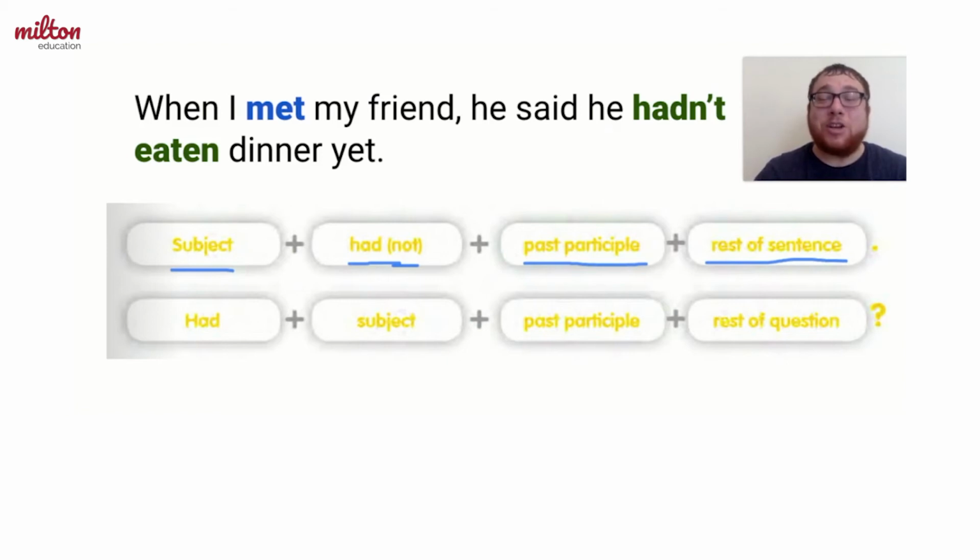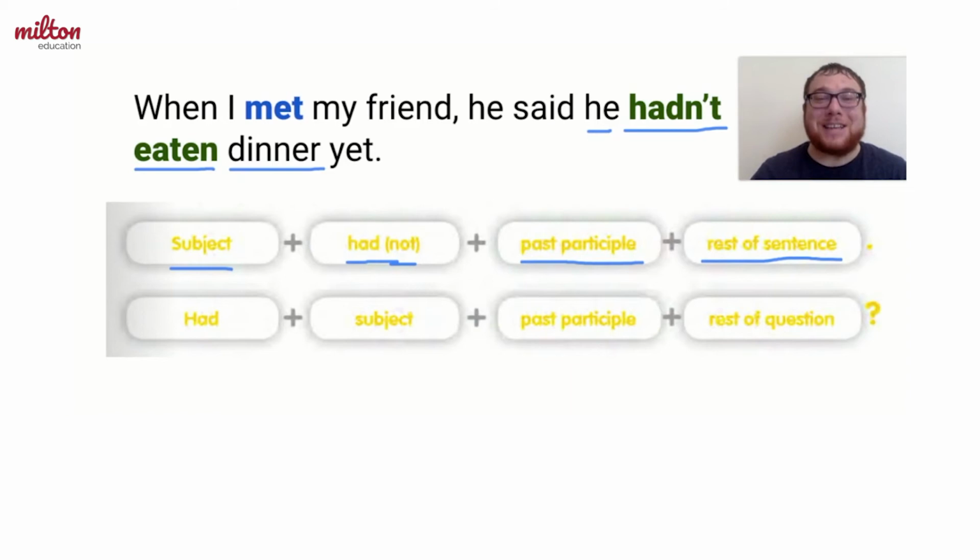In this case, you can say had not, which is the long form, or you can say hadn't, which is the short form. In the case of this sentence, the subject is he, my friend, then hadn't, then the irregular past participle eaten, and then the rest of the sentence comes after that. The only big difference between the affirmative and the negative form is that in the affirmative form, it's had, and in the negative form, it's hadn't.